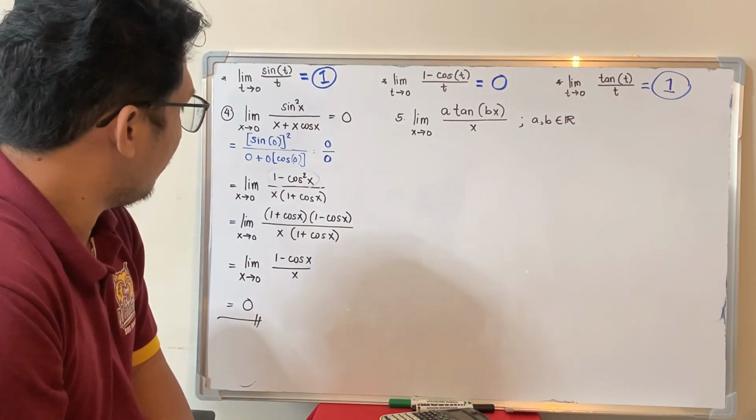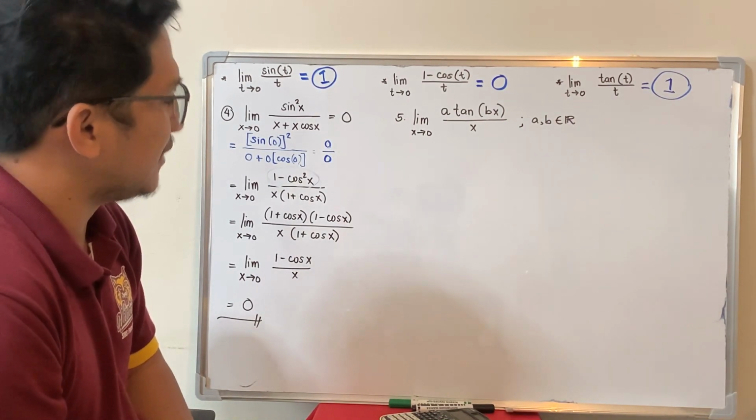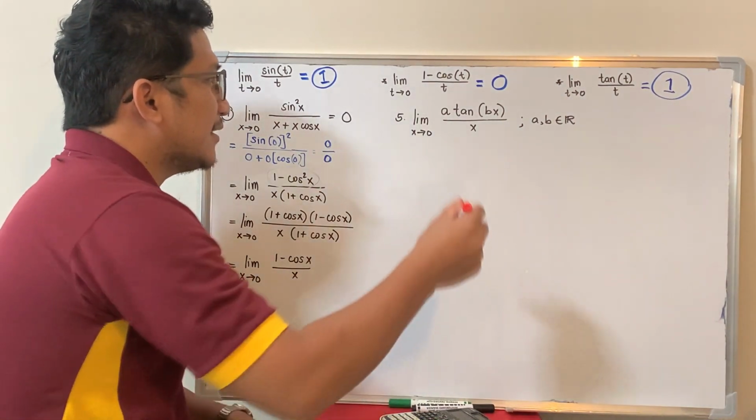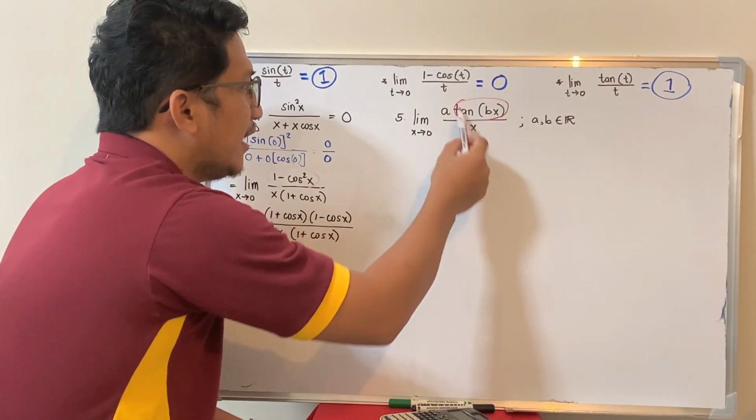So what do we do here? The first thing to do is, of course, noticeable already: tangent bx and x.